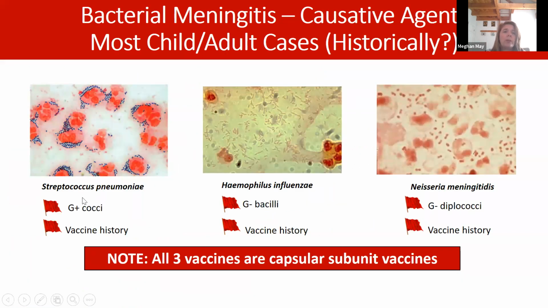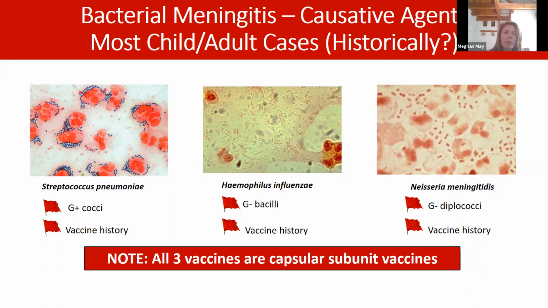Okay, so what are the most common causative agents? For children and adults, these three organisms here: Streptococcus pneumoniae, Haemophilus influenzae, and Neisseria meningitidis. I put the word historically with a question mark here because, as you may remember from week 5, all 3 of these are vaccine preventable illnesses. And so as more and more of the population hopefully gets vaccinated, then we will perhaps see other organisms replace these 3 as the most common causes.